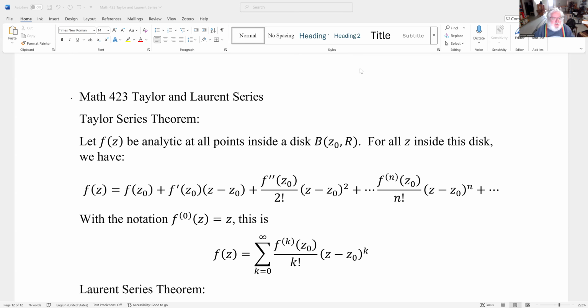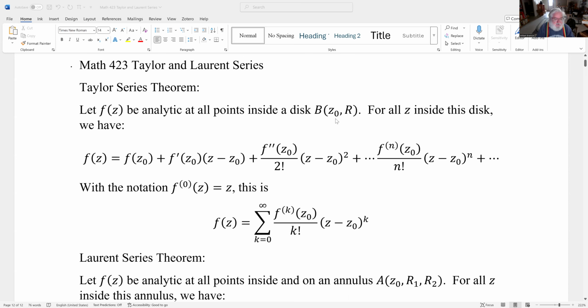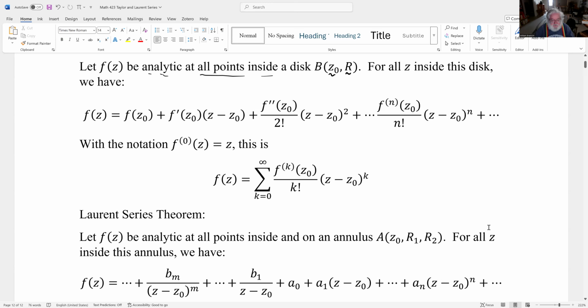Okay, so this is Taylor and Laurent series for Math 423. This is the statement of Taylor's series. We have a disk of radius r centered at z0, and our function is analytic everywhere inside that disk. Then for all z inside this disk, we have Taylor's theorem. If we use the notation that f to the parentheses 0 is f(z), that's this part, then we can write it as a sum.